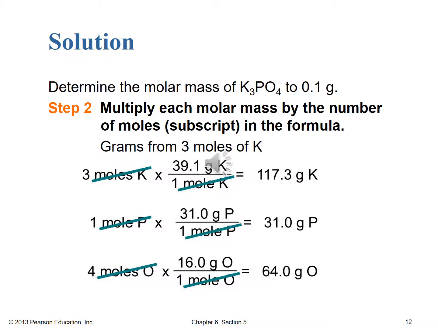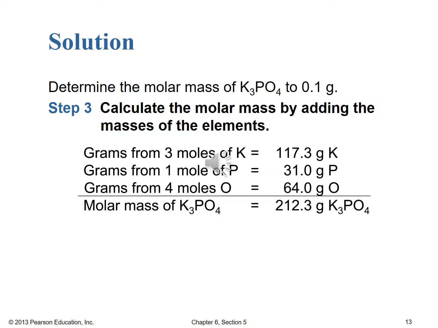Here in step 2, we'll multiply each of those molar masses by the number of moles, the subscript from our formula. So for potassium, we had 3 moles of potassium in potassium phosphate. We had 1 mole of phosphorus and 4 moles of oxygen. So now we have the mass due to each of those 3 substances, and we're ready for our final step.